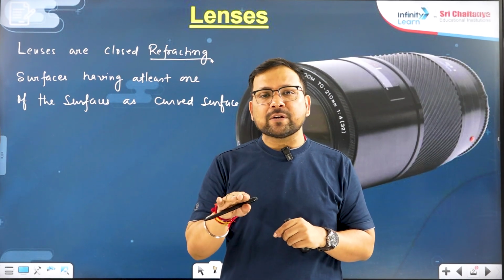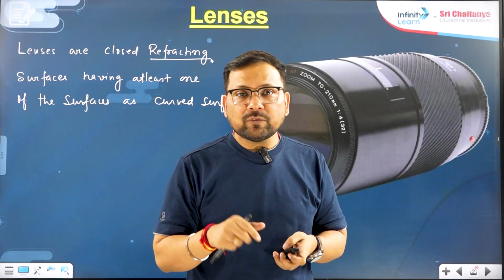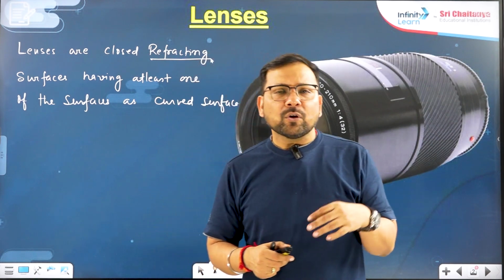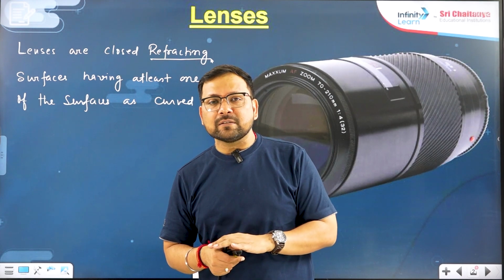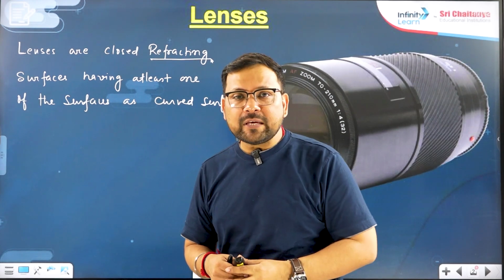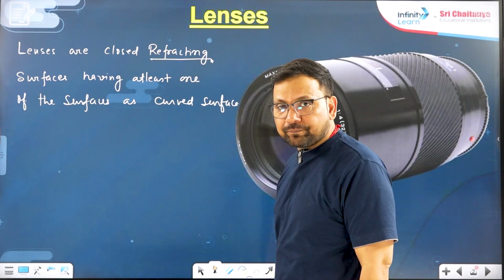Now if one of the surfaces of a closed body, a closed refracting surface, is curved, we can treat it as a lens. Obviously it will be transparent, but it has to be a closed refracting surface, and one of the surfaces will be curved also. So that's the proper definition of a lens.